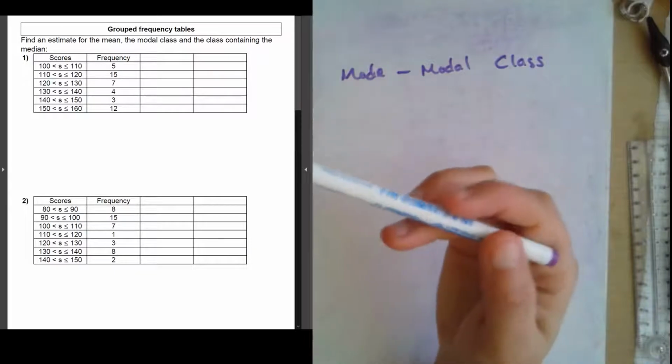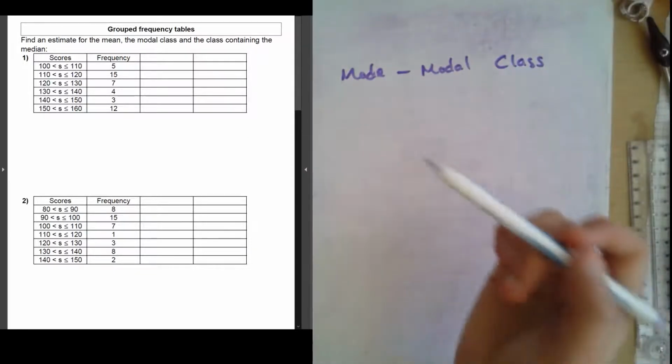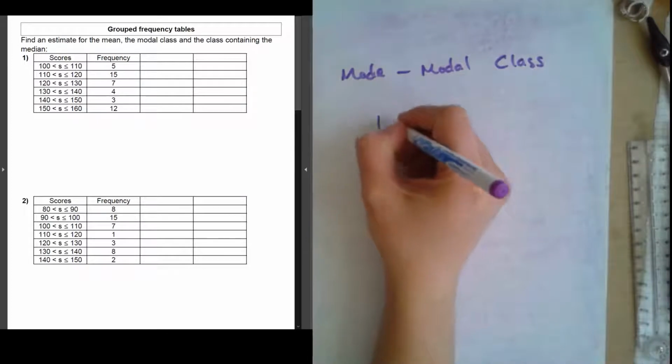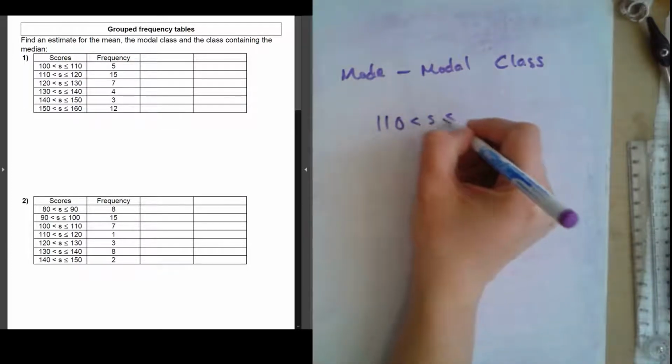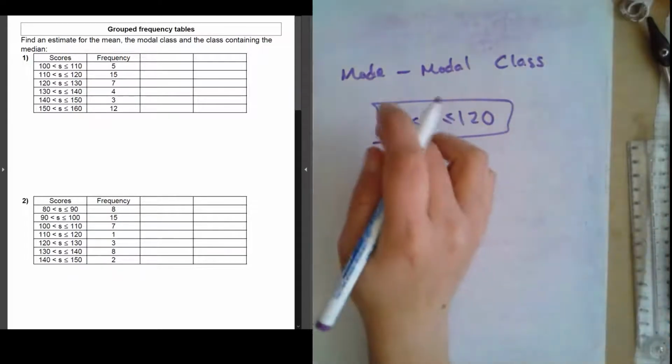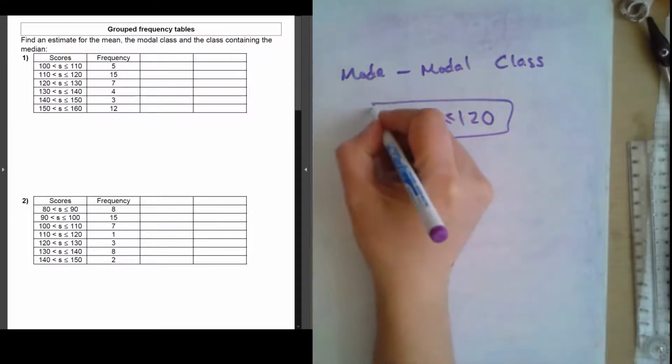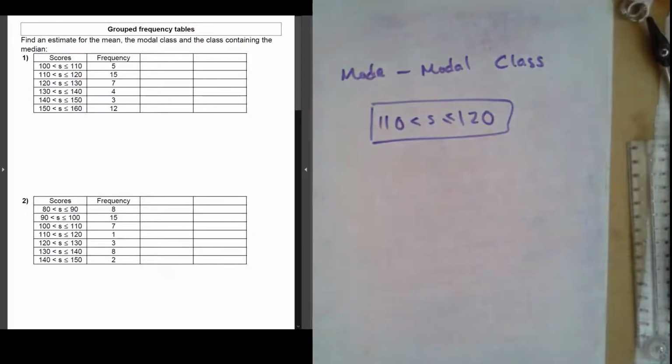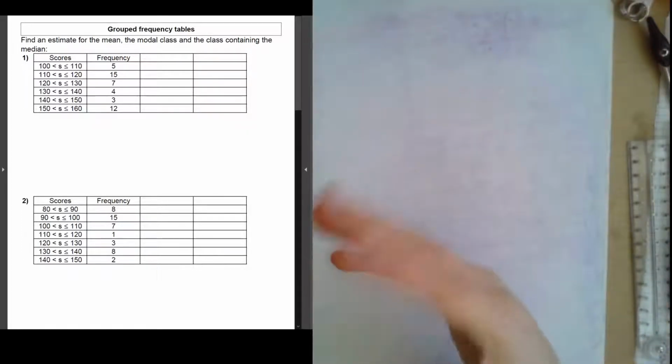So when we're looking at the mode, the highest frequency, you should remember this from yesterday, the highest frequency is the class that is 110 to 120. That would then be my modal class. Okay, and then we need to look at the median. When you talk about the median, you will notice on the question it says the class containing the median. So you're doing exactly the same thing.